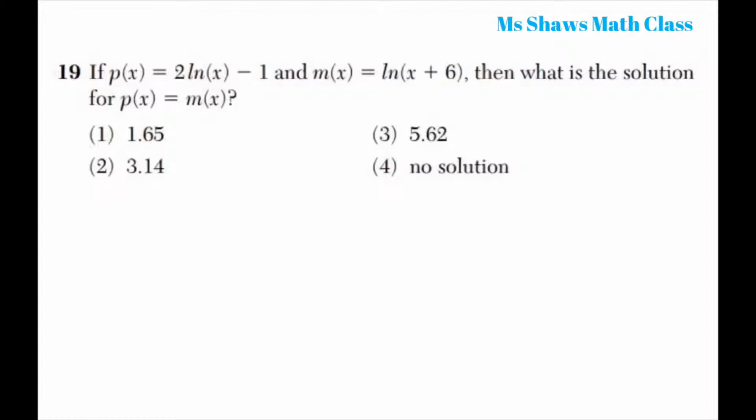Hi everyone. We are given p of x and m of x, and we want to solve for x when p of x equals m of x. So what we're going to do is just set them equal to each other.